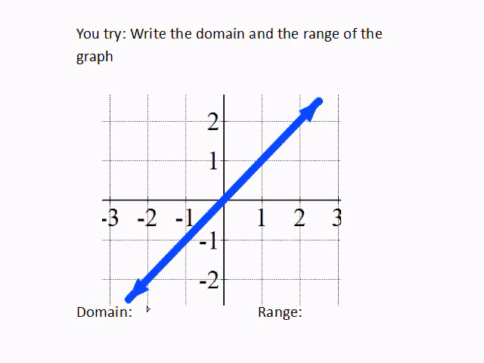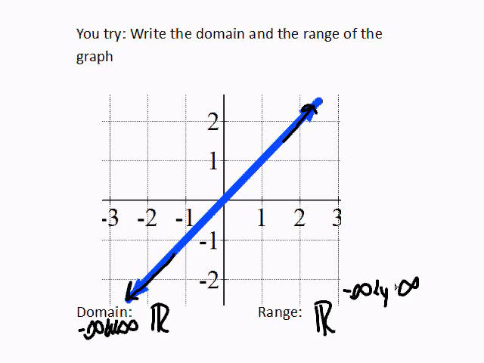For this graph, notice that the graph goes forever to the left and forever to the right. That means we can write the domain as all real numbers using the R with the second line through it. Or if you wanted to, you could write -infinity to infinity. Your range goes forever down and forever up. So again, you can write all real numbers, or you can write -infinity to infinity with the y value in between and not underlining either of the inequality symbols.